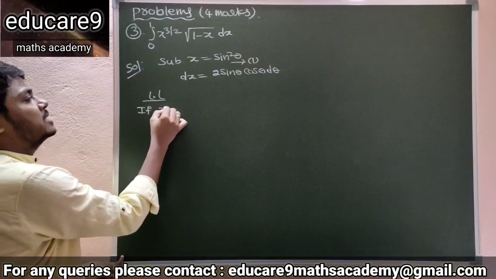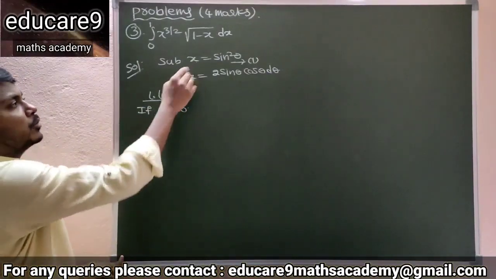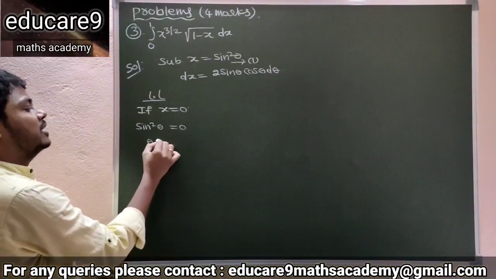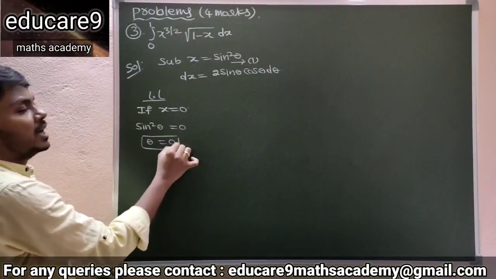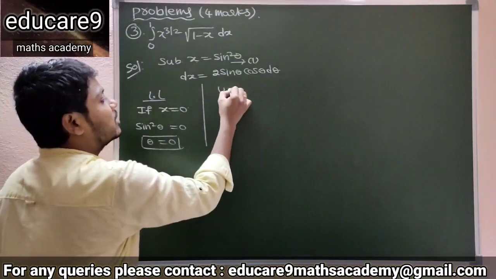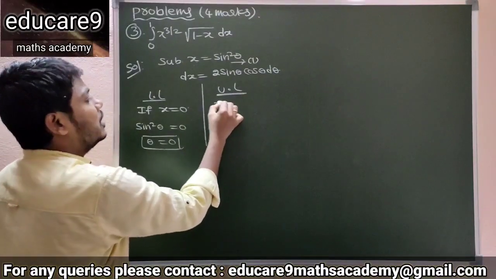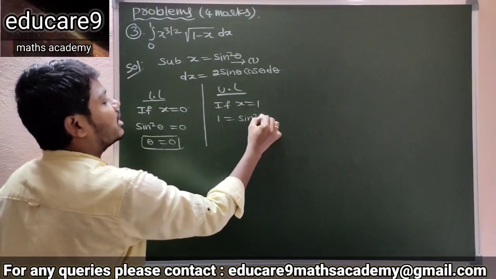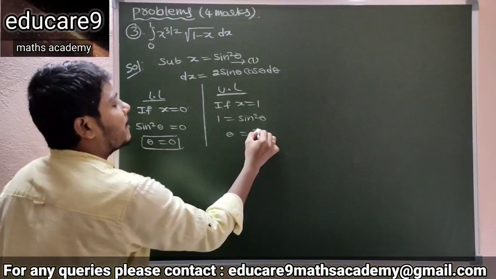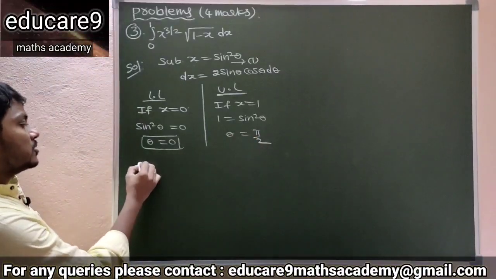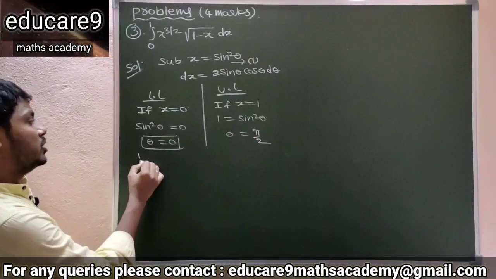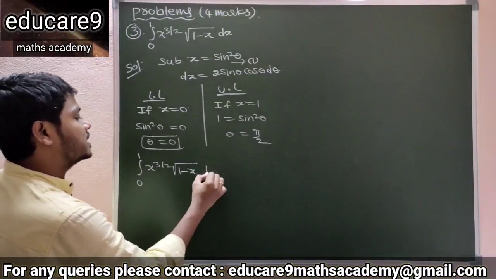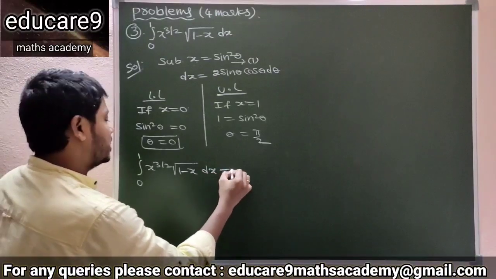So clearly what is the lower limit? If x is equal to 0, then put here sin square theta is equal to 0. So clearly theta is equal to 0. This is the lower limit. And upper limit, if x is equal to 1, so clearly 1 is equal to sin square theta. So theta value is pi by 2. So therefore integral 0 to 1 x to the power of 3 by 2 square root of 1 minus x dx.